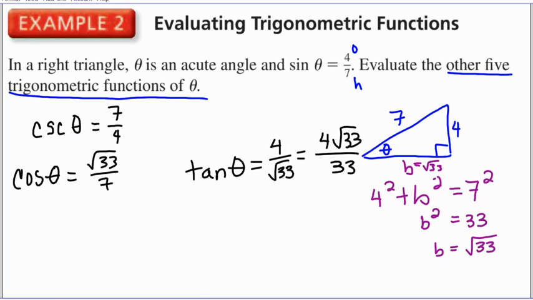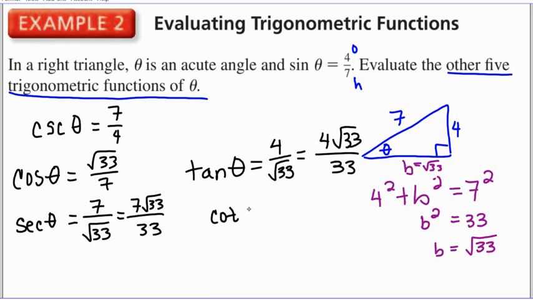Okay, now for the other trig functions, I've got the secant of theta. Well, that's just the reciprocal of cosine, so that's going to be 7 over the square root of 33, except it's not because I can't leave a radical in the denominator, so this is going to be 7 square root 33 over 33. And then cotangent of theta is going to be the reciprocal of tangent. So that's just going to be the square root of 33 over 4, and that one's cool because the radical is not in the denominator.